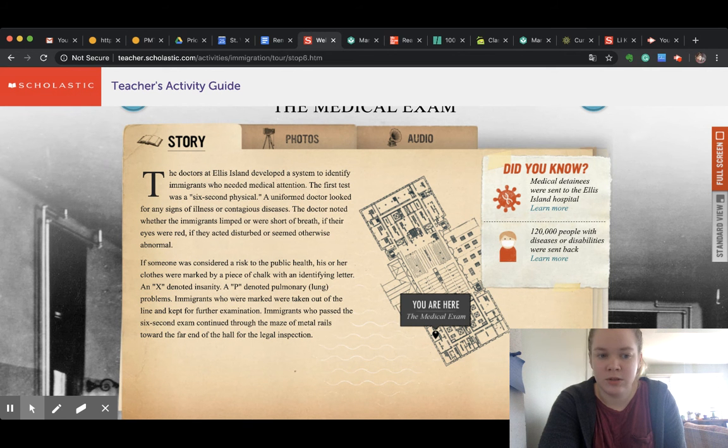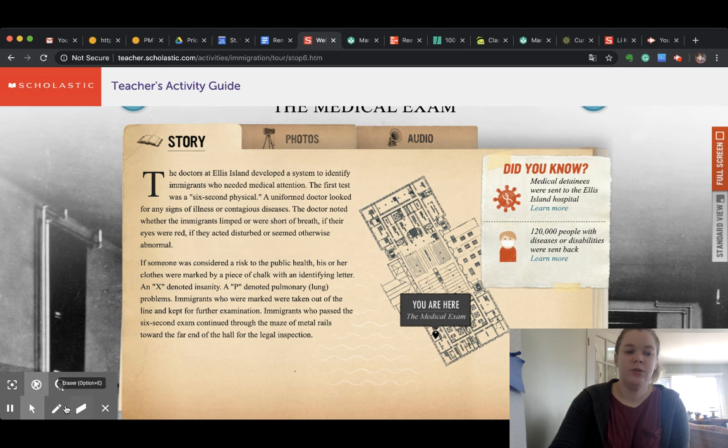An X denoted insanity, so mental health problems. A P denoted pulmonary, so lung problems. Immigrants who were marked were taken out of the line and kept for further examination. Immigrants who passed the 6-second exam continued through the maze of metal rails towards the far end of the hall for legal inspection.